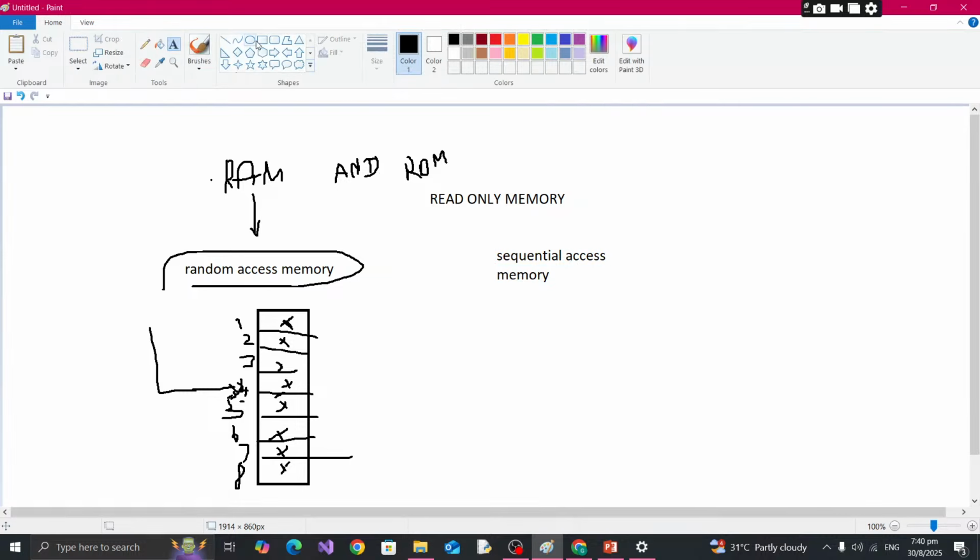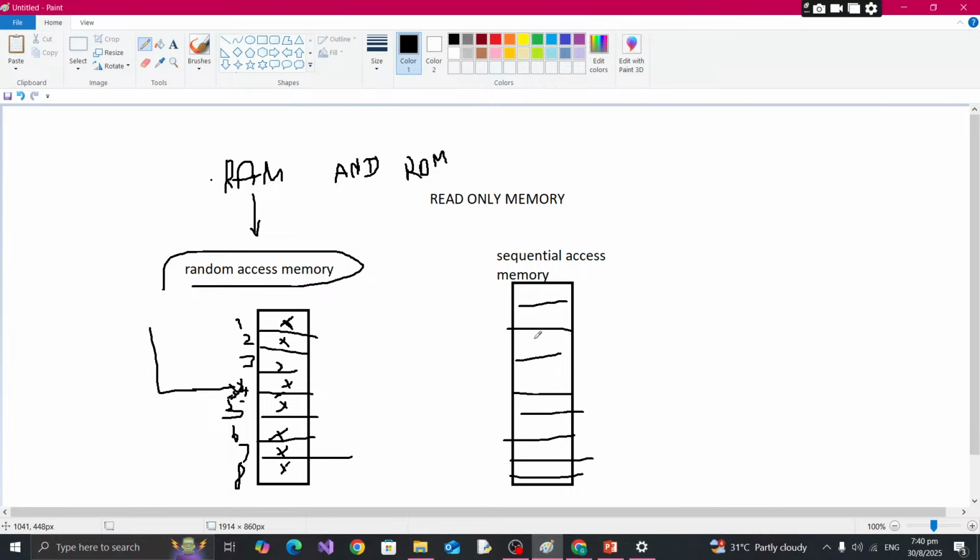So before random access memory, we had sequential access memory. So what is sequential access memory? Like random access memory, let us consider a memory unit. In that memory unit, we have some memory cells named 1, 2, 3, 4, 5, 6, 7, and 8. In this eighth memory cell, I have some data, which can be either 0 or 1.